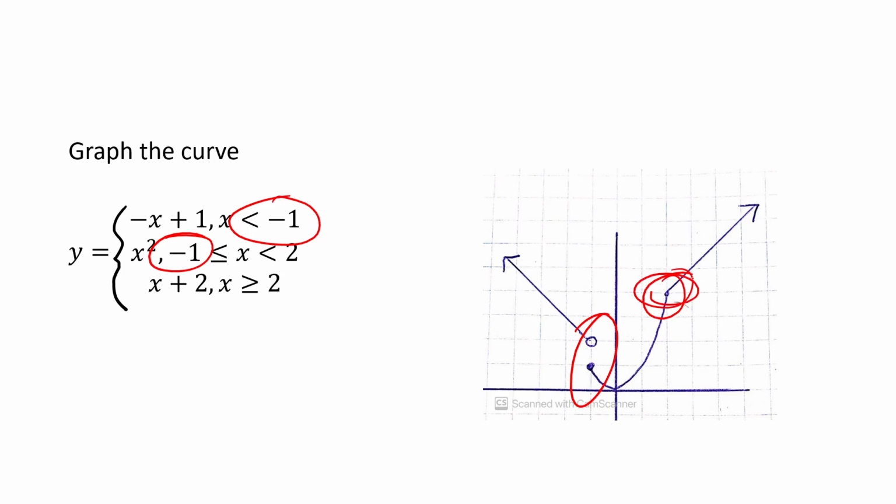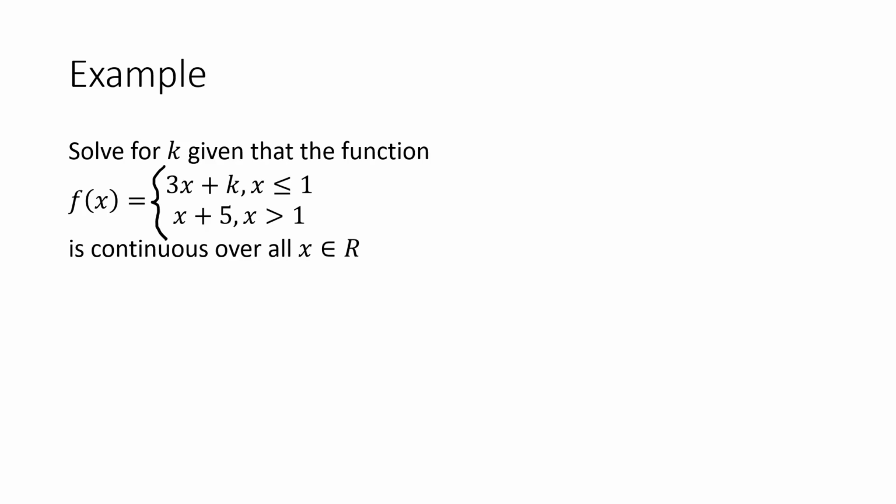But a curve will be continuous if that boundary value of 2 creates the same y value and allows us to put an open circle over top of a closed circle. Which leads us into the next question very nicely. Solve for k given that this function is continuous over all x element of the reals.